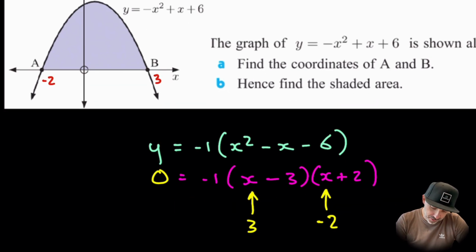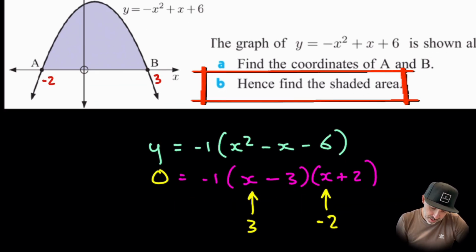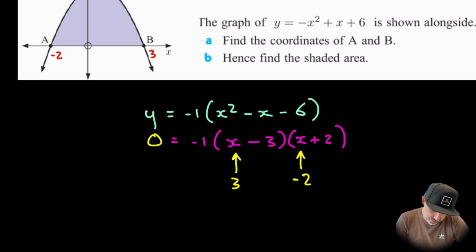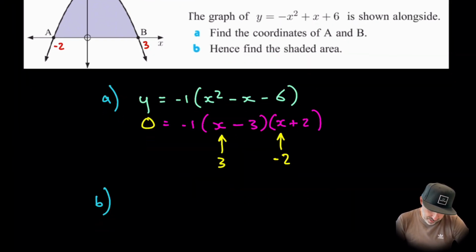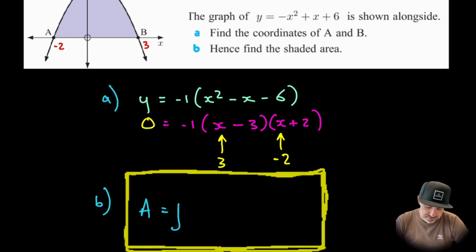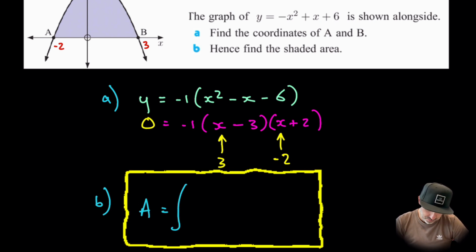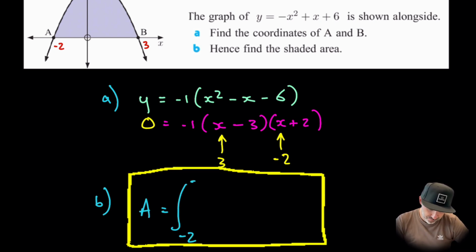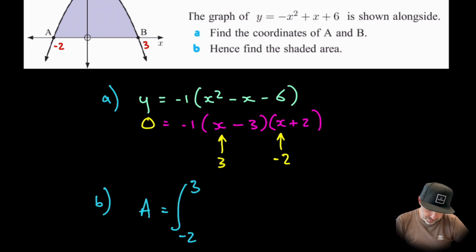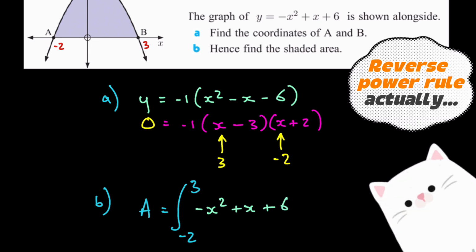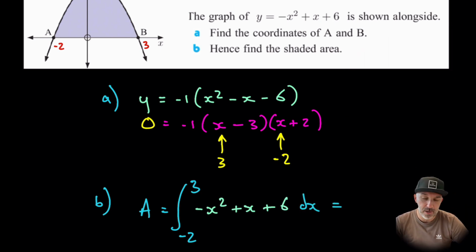So it says, hence find the shaded area. So therefore, I'll just label this as B now, and this is A. So we want to find the area, which is the integral between the lower limit, and in this instance that's going to be -2 to 3 of our function, and we can just use the original function. We don't need to use the factored version, and we're going to be using the power rule when we do this. So we're going to be adding 1 to the power and dividing by the new power.